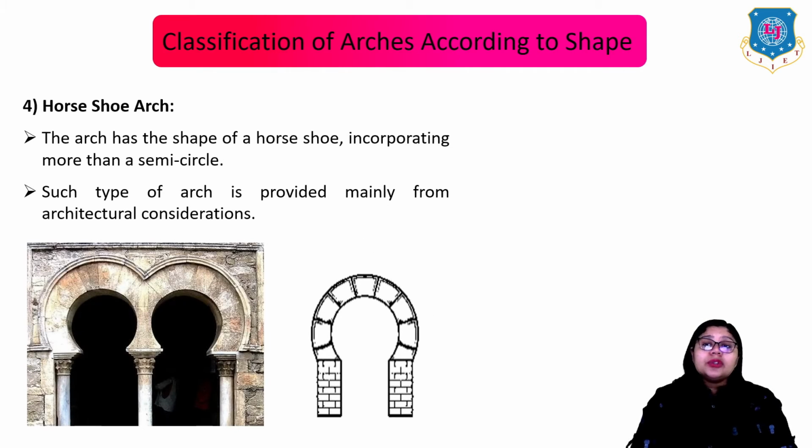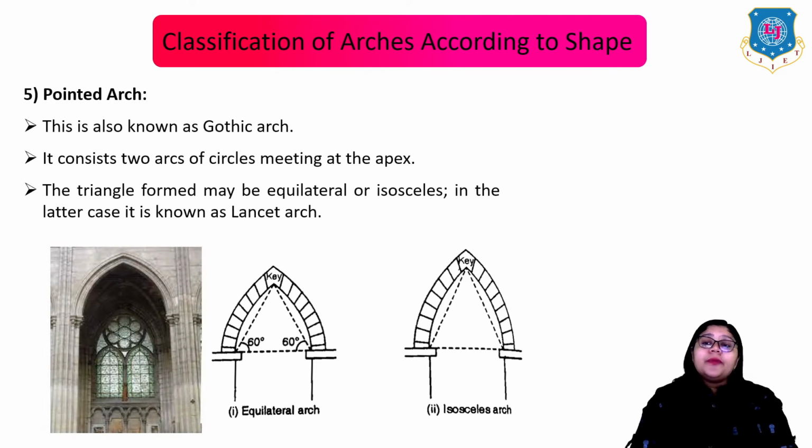Fourth one is the horseshoe arch. It means the arch has the shape of a horseshoe, incorporating more than a semicircle. Such a type of arch is provided mainly from architectural consideration. Fifth one is the pointed arch. This is also known as the Gothic arch. It consists of two arcs of circles meeting at the apex. The triangle formed may be equilateral or isosceles. In the latter case, it is known as the Lancet arch. Here you can see a clear image of it.